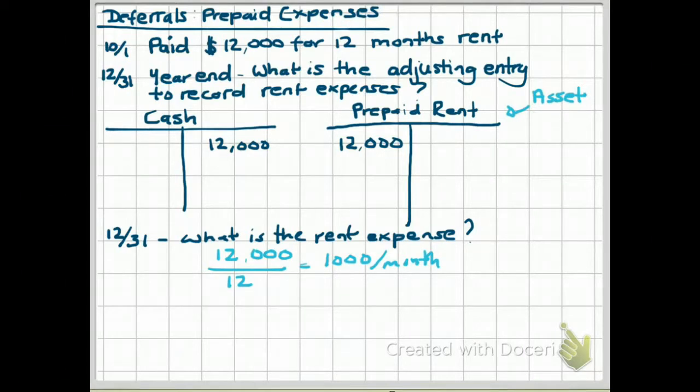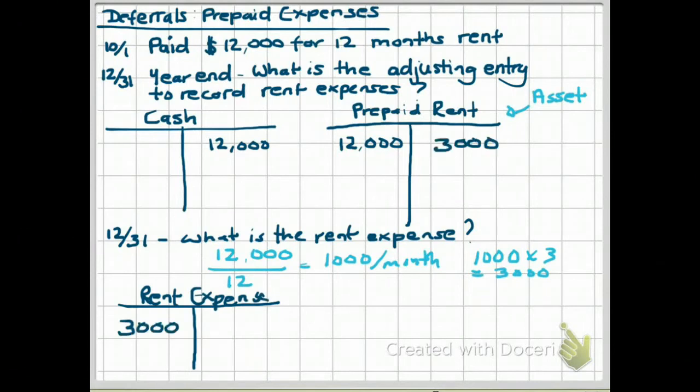Now, how many months have we used up? We said 3 months, so you multiply 1,000 by 3 to come up with $3,000 rent expense for the months of October, November, and December. Now let's show you your adjusting entry. I'm going to show it again in the T account format, which is the ledger. What you're going to do is debit rent expense for $3,000 and credit prepaid rent, reducing prepaid rent.